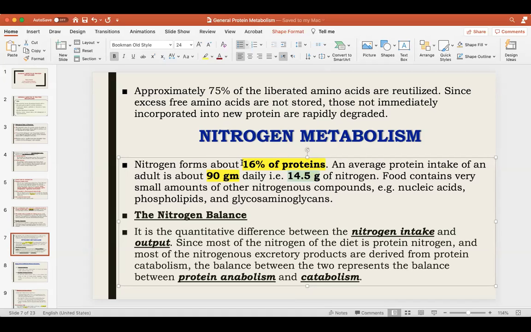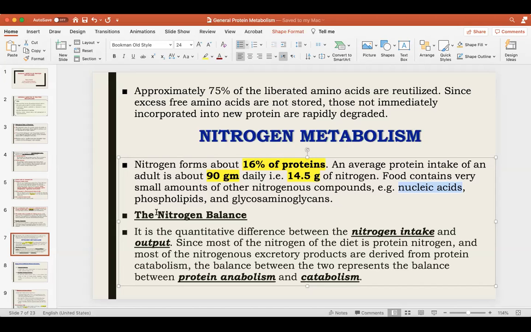Okay? We get nitrogen in our diet from protein. 16% of the weight of the protein is nitrogen. We get about 14.5 gram nitrogen daily. We also get a very small amount of nitrogenous compounds such as nucleic acids, phospholipids, and GAGs, glycosaminoglycans, which contain nitrogen.